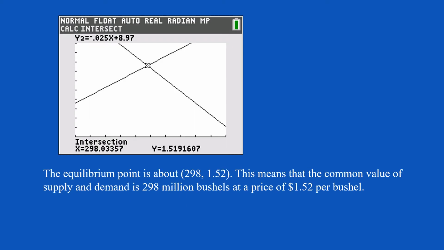You can also find the point of equilibrium by drawing the two graphs, the two lines, in your graphing calculator. Find the point of intersection. That point will be the equilibrium point, that is, when x is 298 million, the price will be $1.52 per bushel.